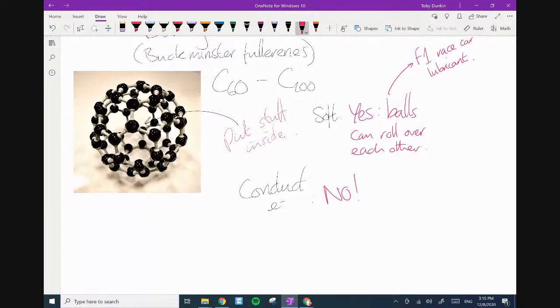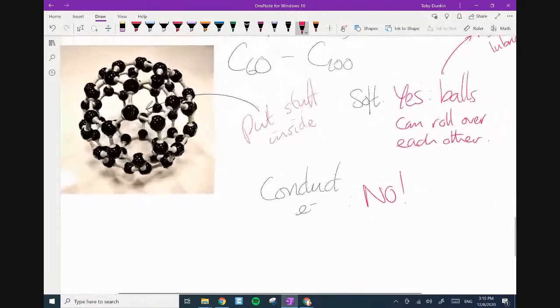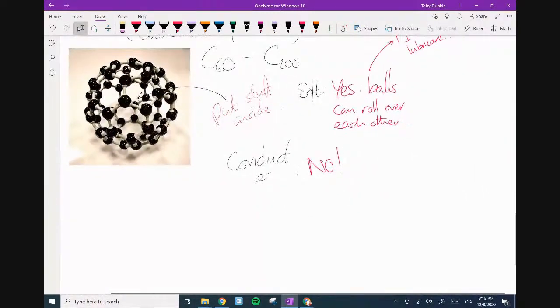It wouldn't be a good conductor, but it wouldn't surprise me if they did. But the answer is no. They are not a single unit, they are separate units. The electrons can't flow between the balls. They can't just hop over.